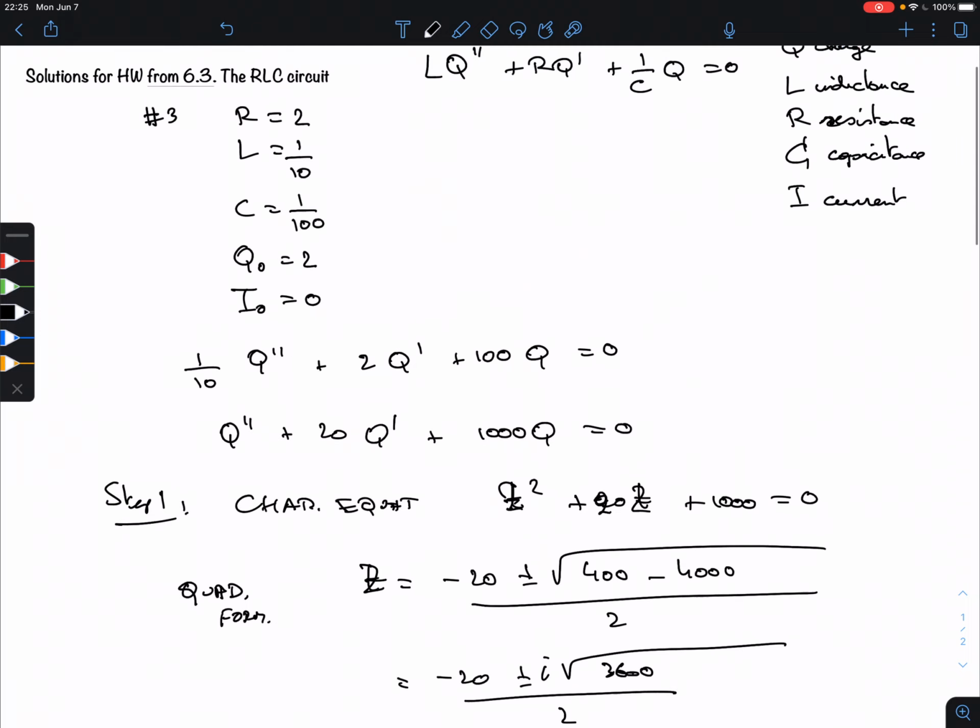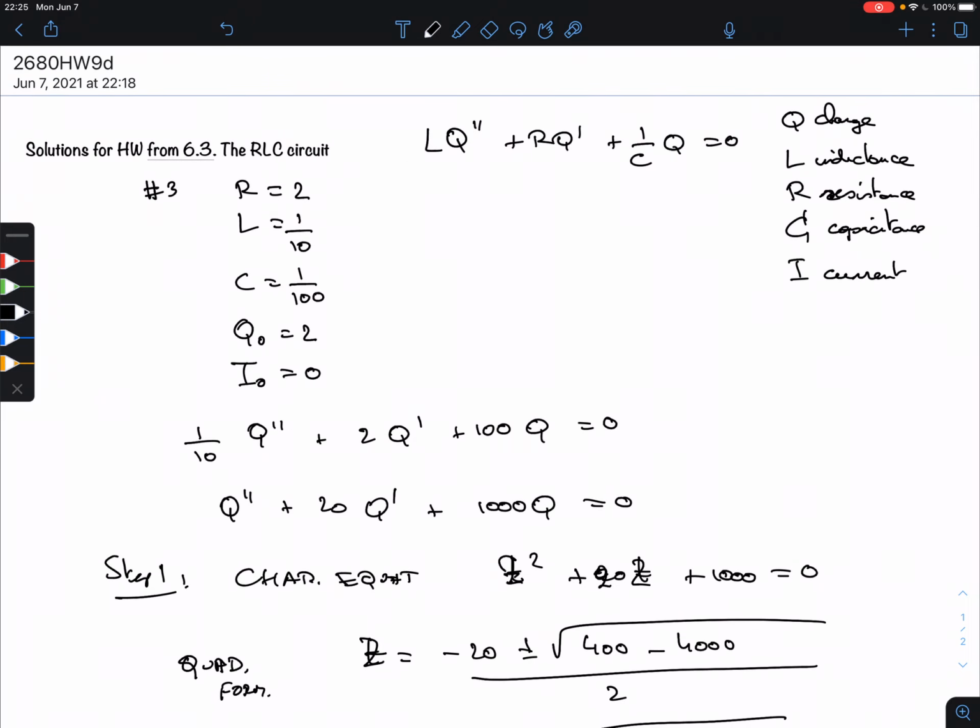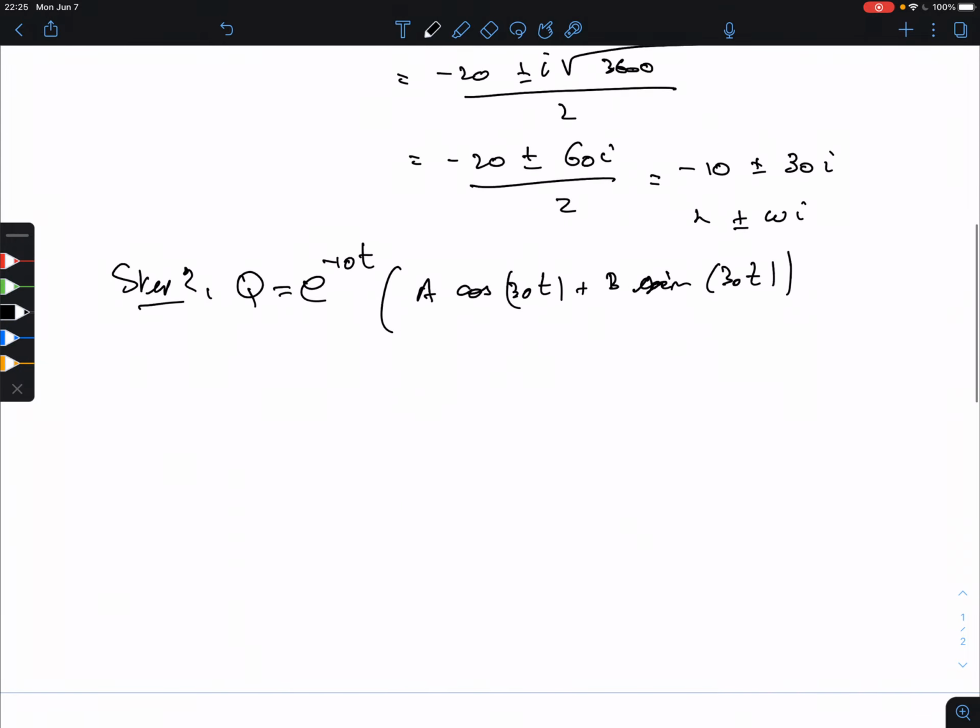They ask to find the current. Now, be careful. The current is I. So we're going to have to find I eventually. But they also tell us some initial conditions. They tell us that Q0 is 2 and I0 is 0.